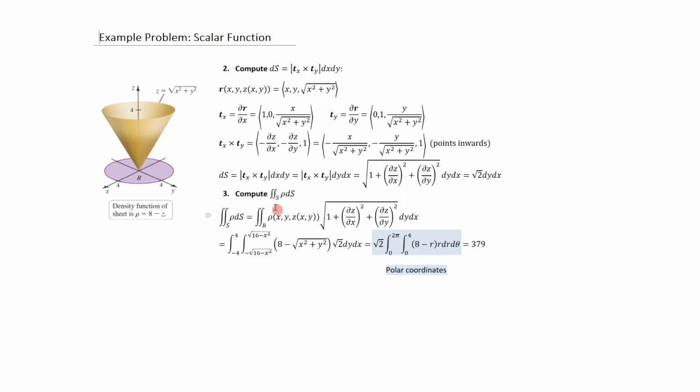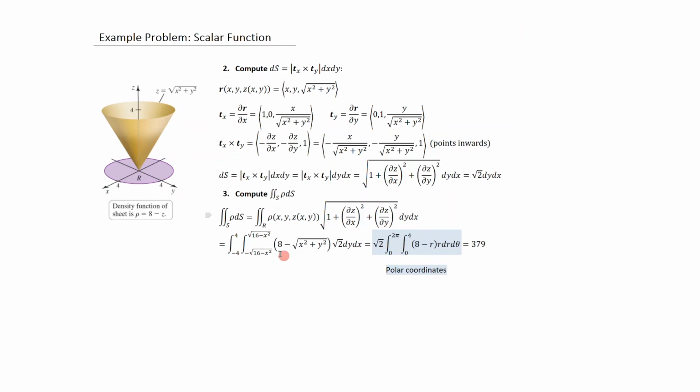And the last step is to compute the surface integral of rho dS. So we have rho, which is parameterized in terms of x, y, z of x, y. This was 8 minus z, but z is the surface x squared plus y squared, and we have the expression for dS, which is this. And now we make the substitutions. So rho of x, y, z of x, y becomes this expression, and this here becomes this expression. And the bounds in Cartesian coordinates would be between minus the square root of 16 minus x squared and positive the square root of 16 minus x squared, with lower and upper limits of minus 4 and 4 for x.